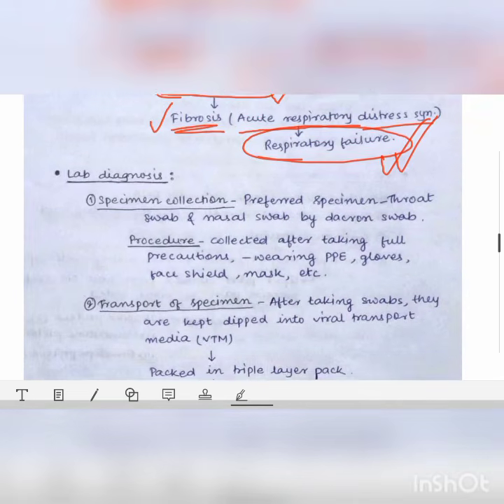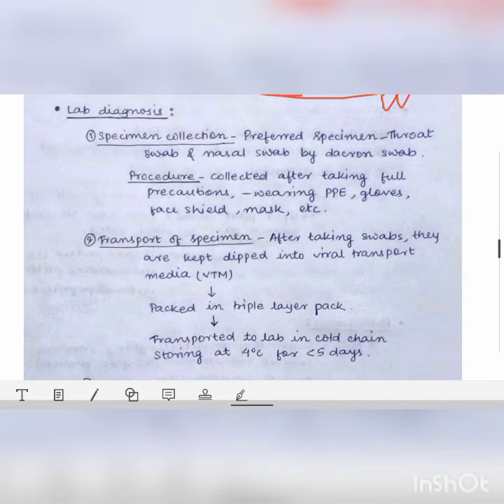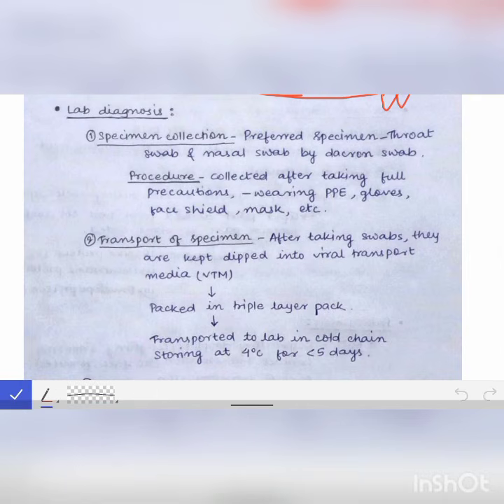Now coming to the lab diagnosis part. In lab diagnosis we have specimen collection as the first part. In any lab diagnosis case, we first have to see the specimen collection. So here also you'll see specimen collection as the first part.